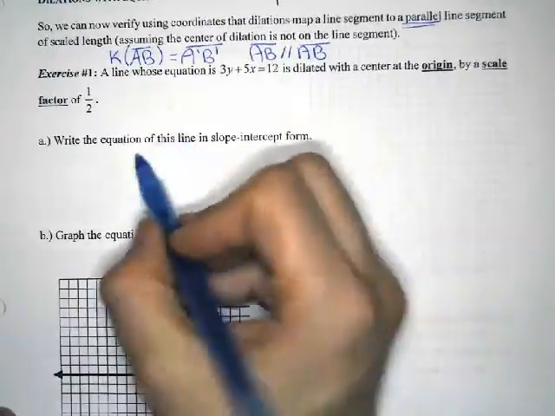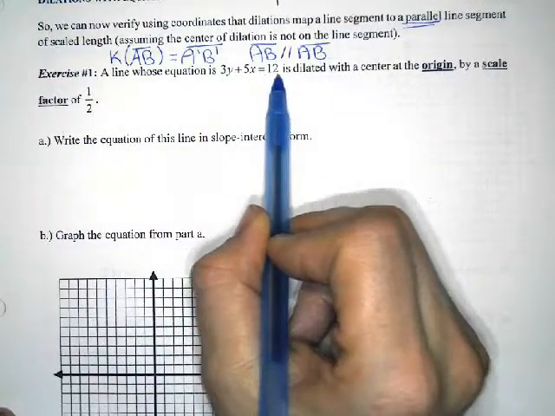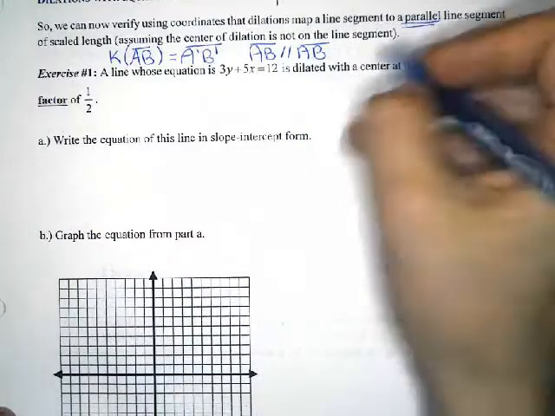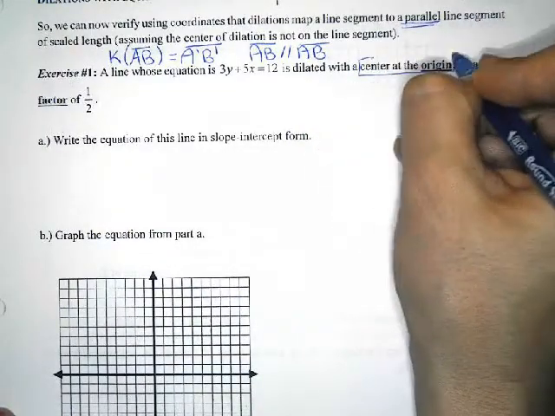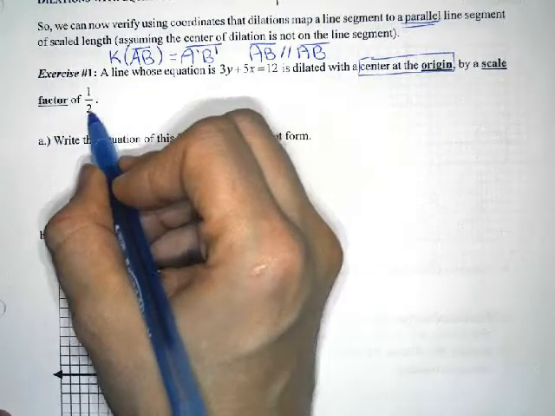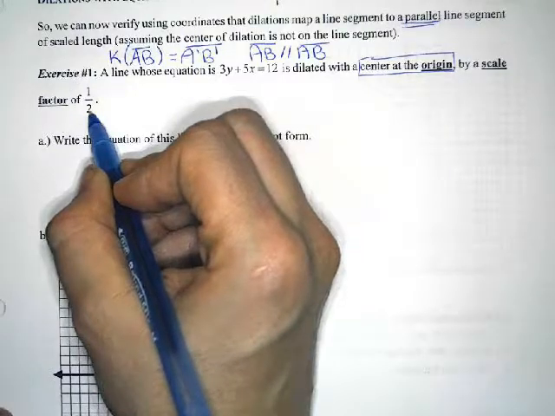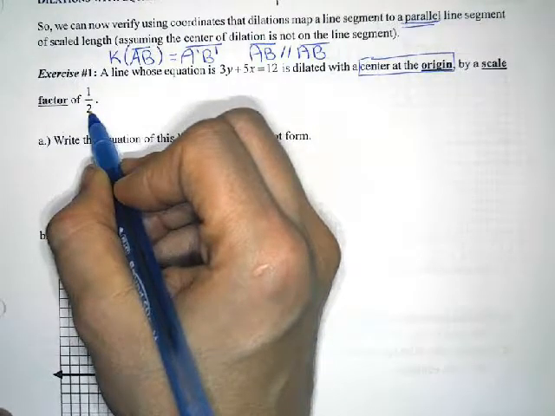So our very first thing is, a line whose equation is 3y plus 5x equals 12 is dilated with a center at the origin and by a scale factor of 1/2. What does that mean? It means that the line should get half as long.